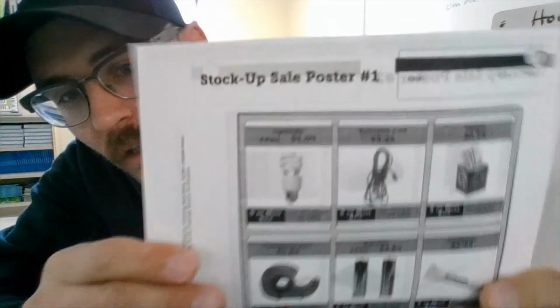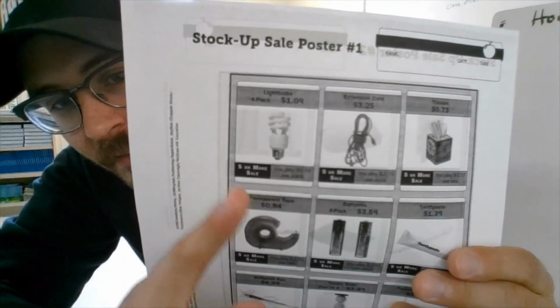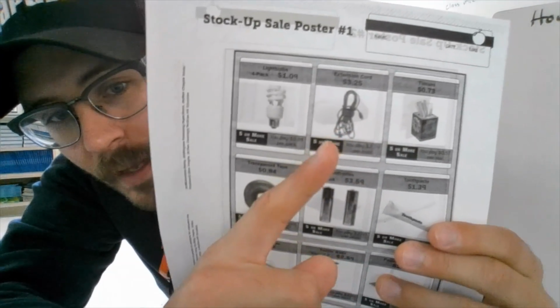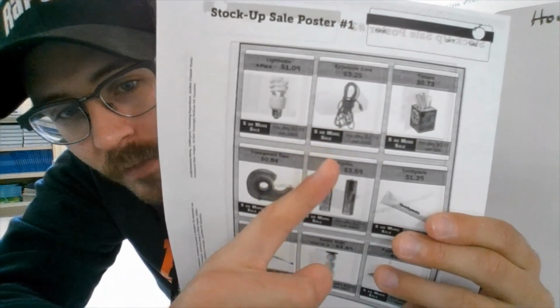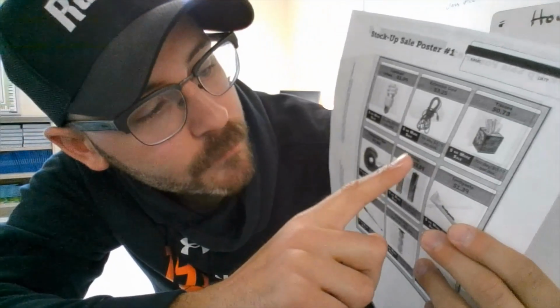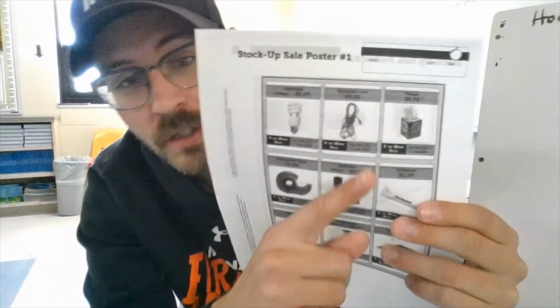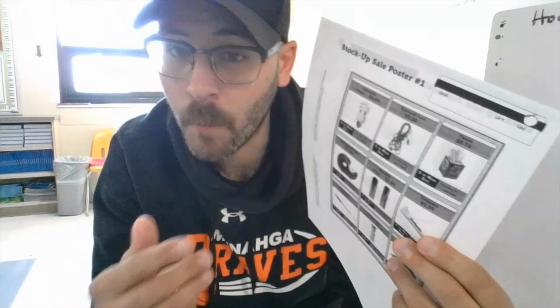But if you look very closely, a lot of these items have different prices. For example, this electrical cord is $3.25. But if you buy 5 or more of them, it might be kind of blurry, you get them for $2.79. So if the word problem has 5 or more electrical cords in it, you better use the price that it says for 5 or more.